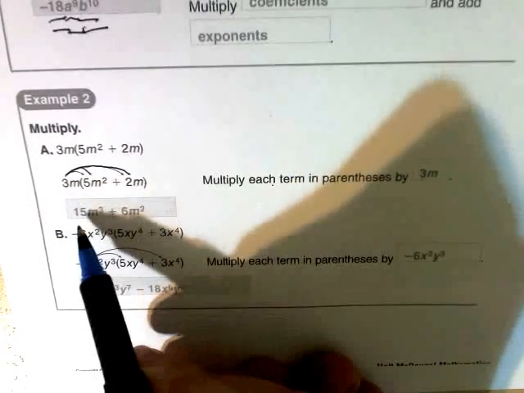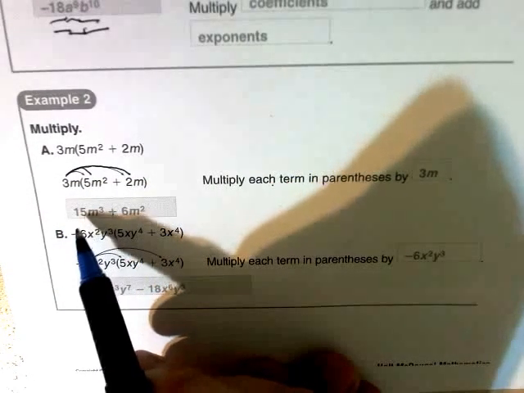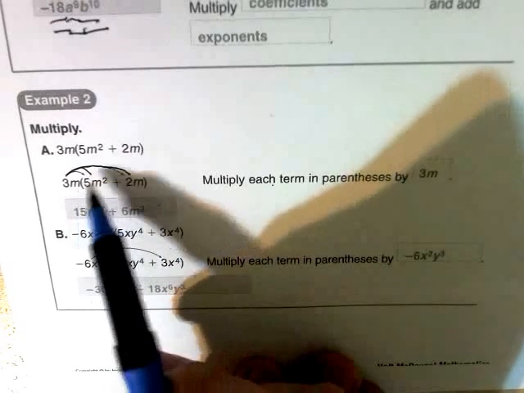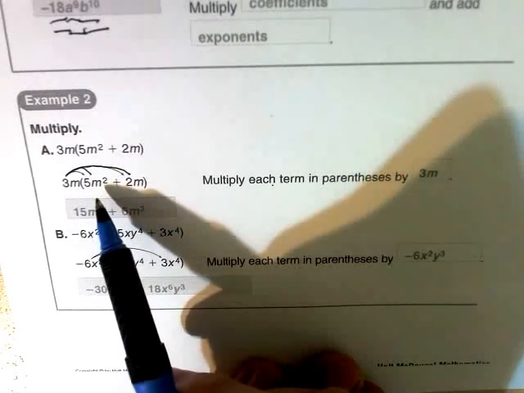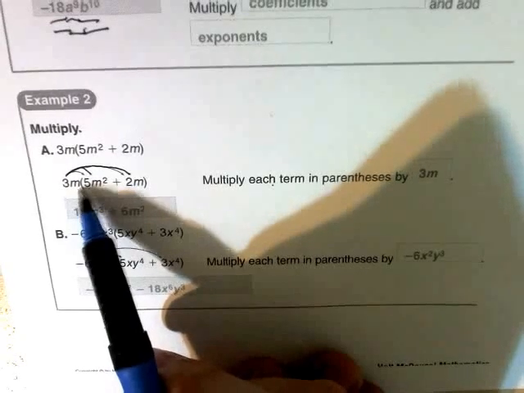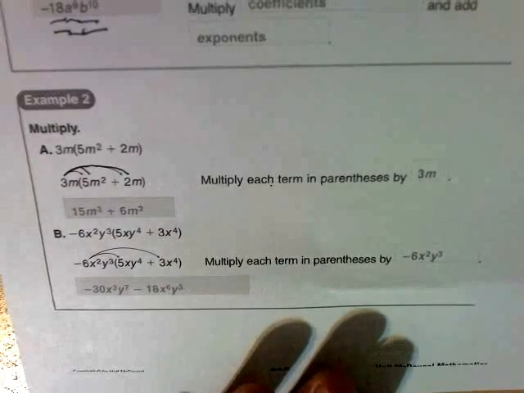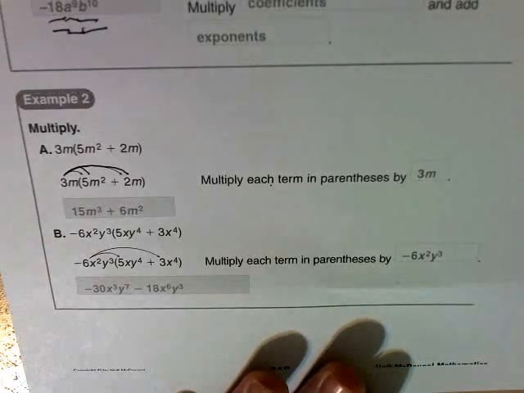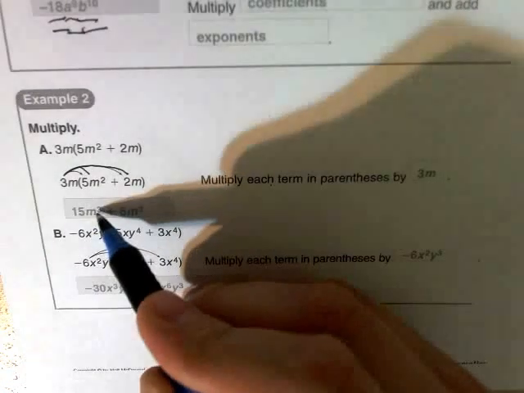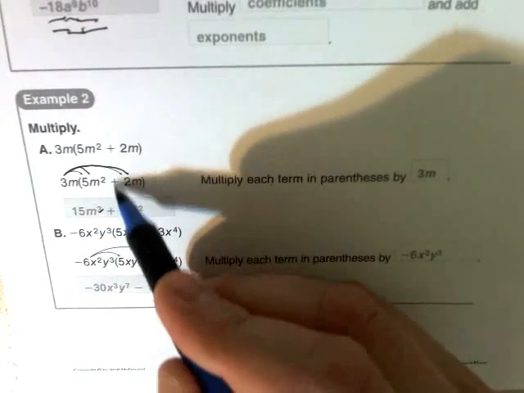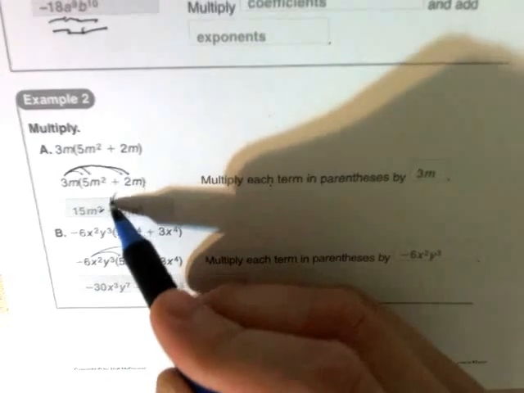Well, 3 times 5 is going to give me 15, as you can see. And then the m being multiplied by m squared, well, that's like m to the 1st being combined with m to the 2nd. As you saw on the last page here, we add the exponents. So that's actually going to combine to make m to the 3rd, which is what you can see they wrote here. Then we've got our addition sign, which just drags down.